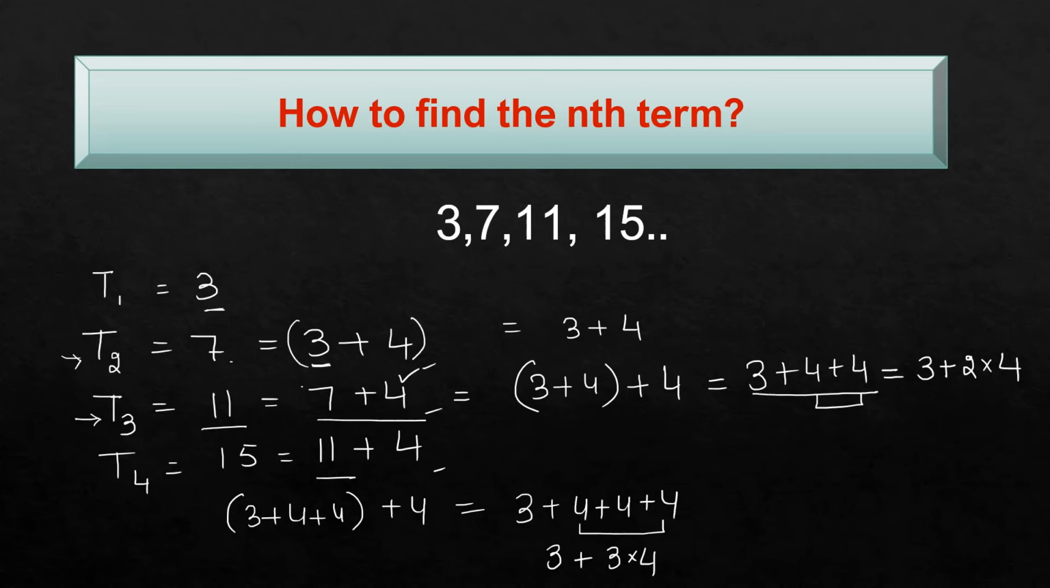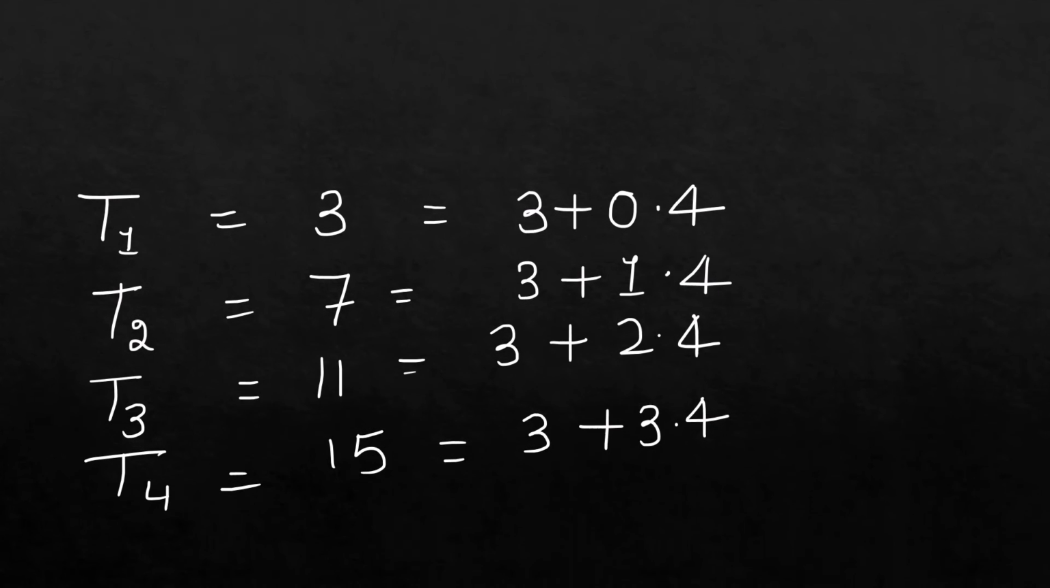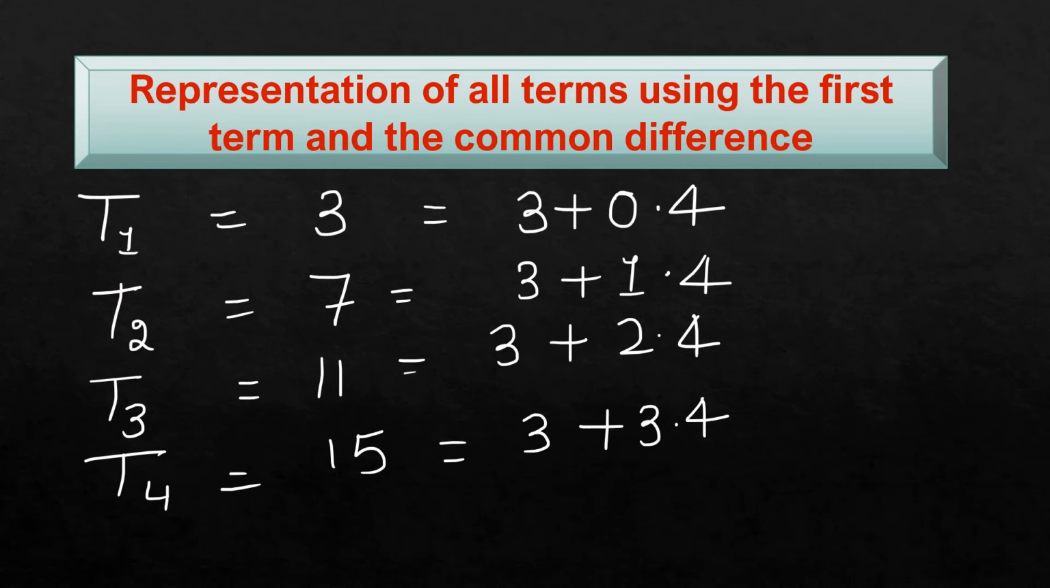So I have represented all the terms in terms of the first term and the common difference. Here 3 can be written as 3 plus 0 times 4. So this is also in terms of first term and common difference. So this is how we can represent all the terms using the first term and the common difference. First term is 3 and common difference is 4.